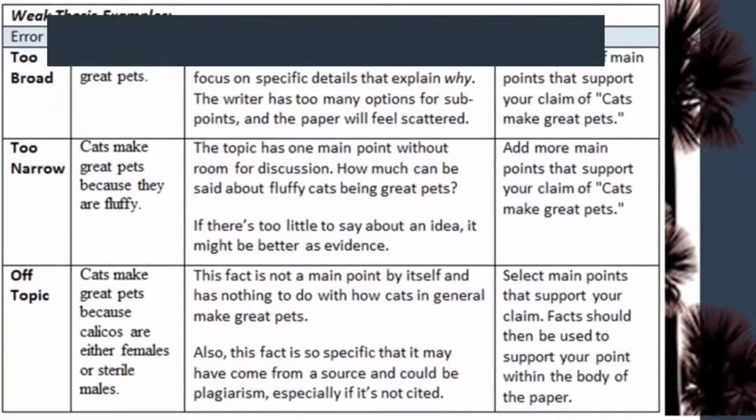Here are some examples of weak thesis statements. A weak thesis statement can be too broad. Cats make great pets. Why bother writing about that? Your thesis statement can be too narrow. Cats make great pets because they are fluffy. They might have other criteria for being great pets. Or your thesis might be off topic altogether. Cats make great pets because calicos are either females or sterile males. That is not a criteria for being a great pet.